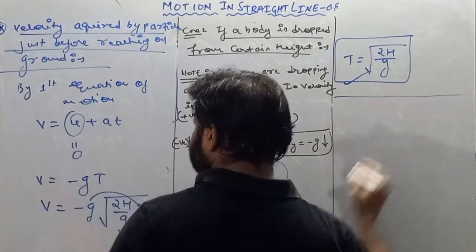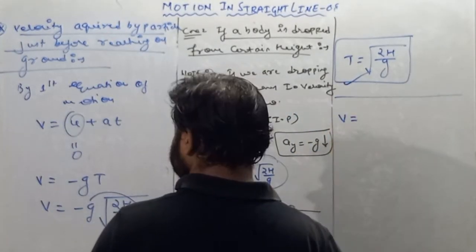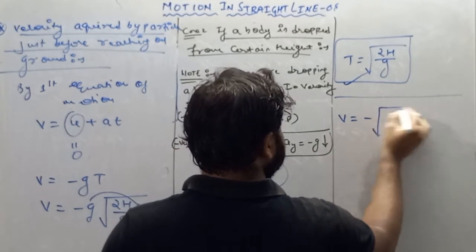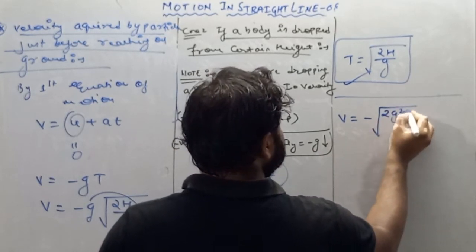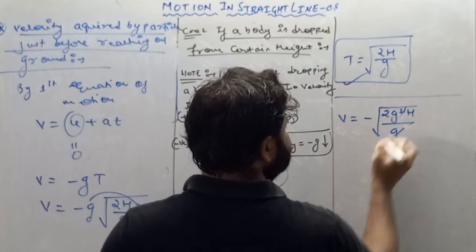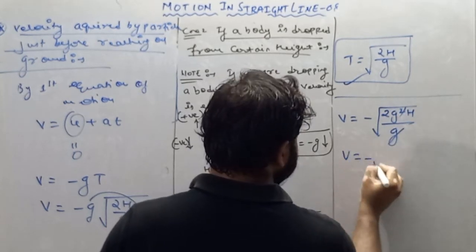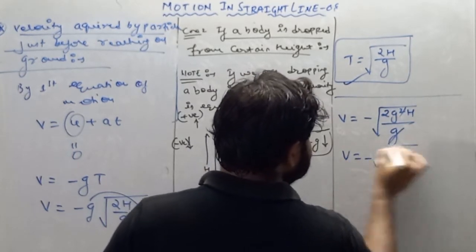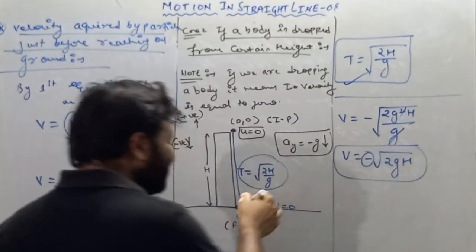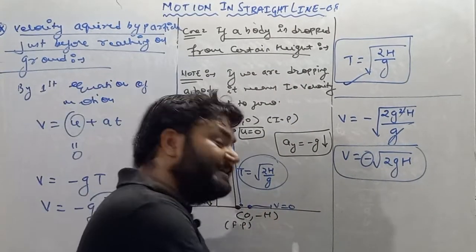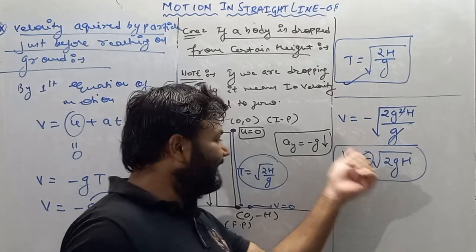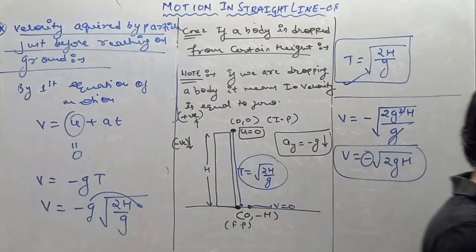So my dear student, the value becomes v is equal to minus under root 2g square h by g, and g gets cancelled. What will we get? v is equal to minus under root 2gh. See, this negative sign implies that the direction of velocity is on the negative side. That's why the negative sign comes, my dear student.